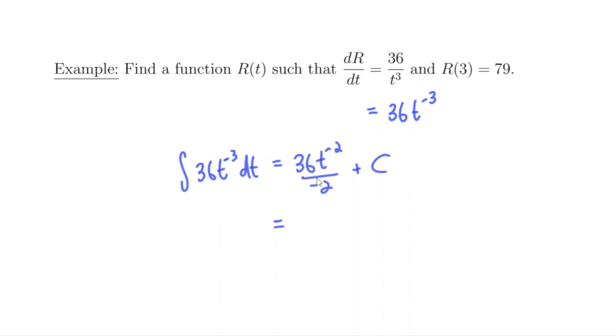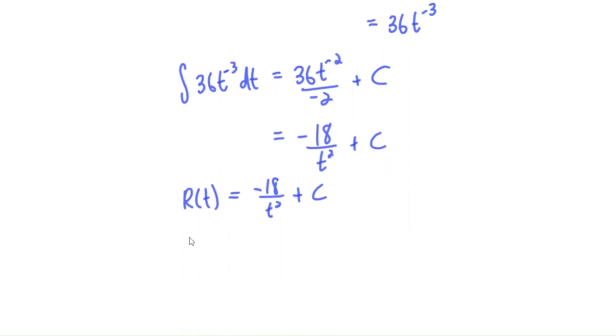Now, the 36 over 2 is really just 18, and we still have this negative, so this is negative 18. And this t to the negative 2 on top can become a t squared in the bottom. So that's our function. Our r of t is equal to negative 18 over t squared plus c. But now we need to use our initial condition here, r of 3 equals 79, to find c. Okay, so r of 3, what is r of 3? Well, it's going to be negative 18 over 3 squared plus c. That's going to be negative 18 over 9. That's negative 2 plus c.